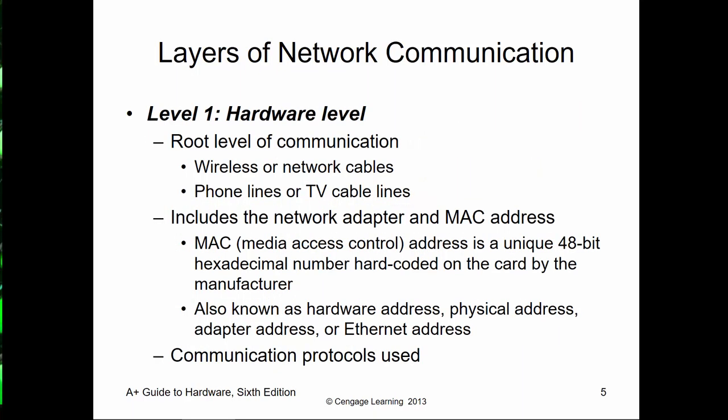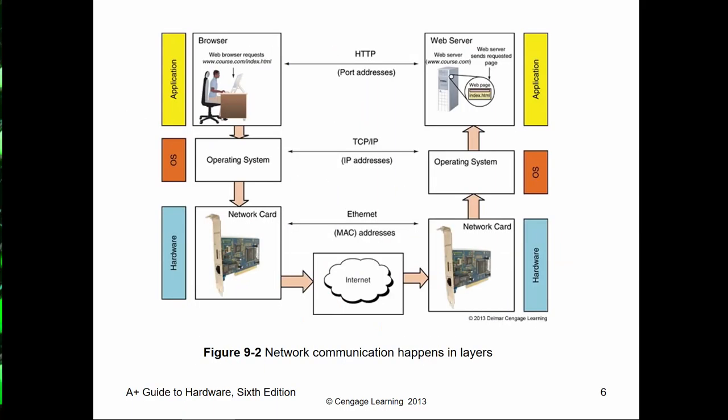So layer one is the hardware layer. This is going to deal with the physical. It's going to deal with things like the connections. This might also include things like the MAC address. Here we see the hardware layer, the MAC address, the OS layer, which is the TCP/IP or the address ranges, logical address, and we have to deal with the application, which is HTTP, or the port addresses. Again, this is simplified networking to keep things basic.